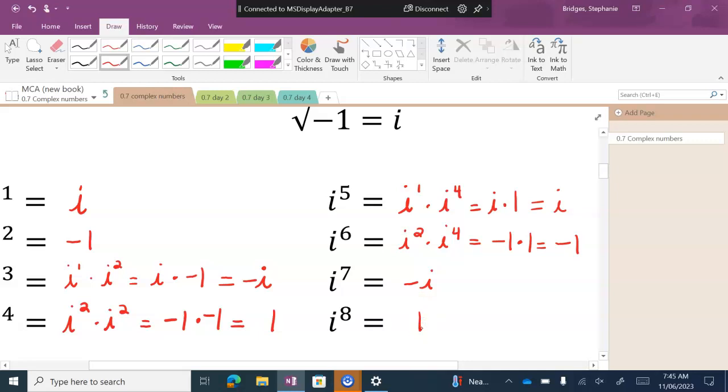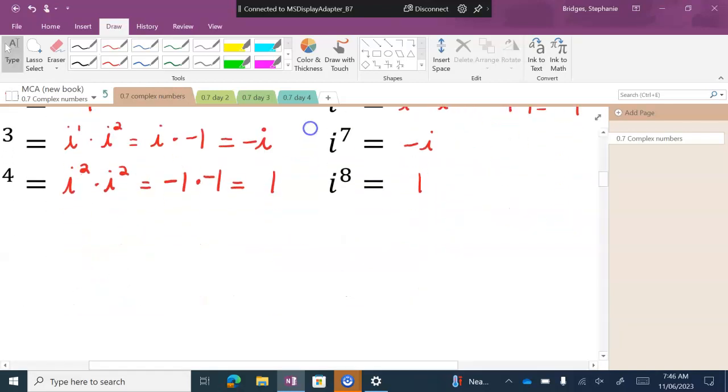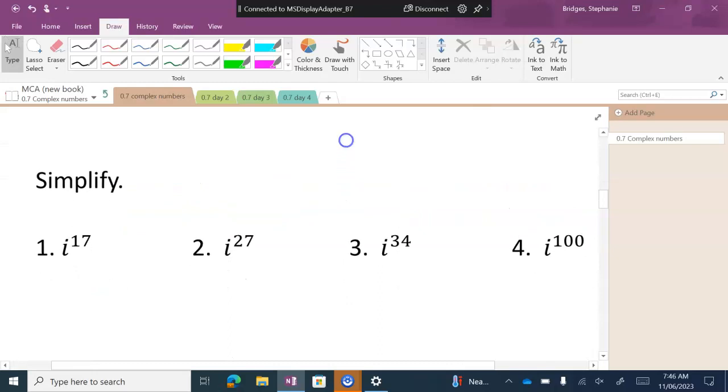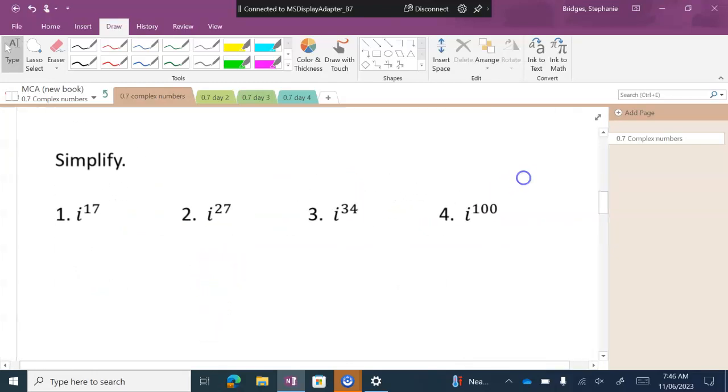You don't have to memorize the first 8. You only have to memorize the first 4. So again, i to the first is just i. i squared is -1. i to the third is -i. And i to the fourth is 1. And those patterns repeat after every 4. So what we're going to do is we're going to simplify i to some large power, okay? And we're going to give one of these 4 answers: i, -1, -i, or 1. So let's take a look at the first one.